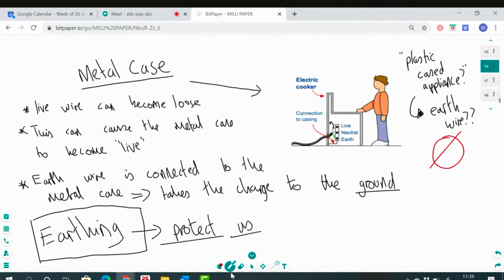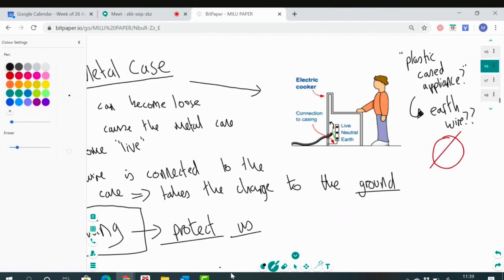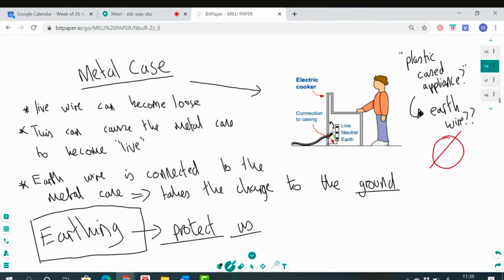The reason that plastic cased appliances don't need the earth wire is because plastic is an insulator, so it doesn't conduct charge anyway. You only need an earth wire if the appliance has a metal case, because metal cases are good conductors.